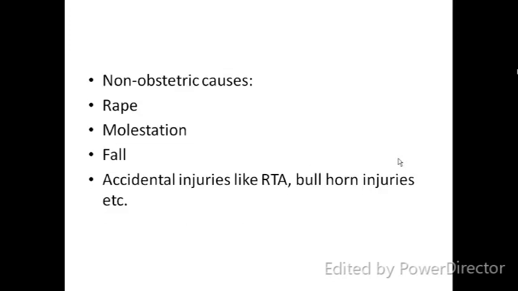Non-obstetric cases: rape, molestation, fall, accidental injuries like road traffic accident, and bullhorn injuries.